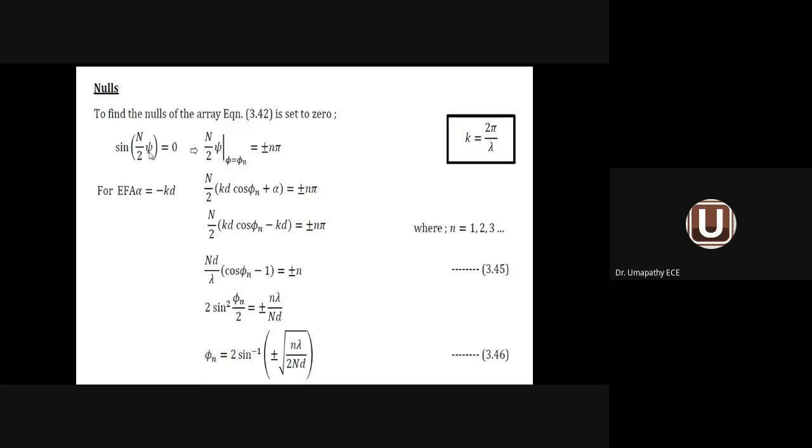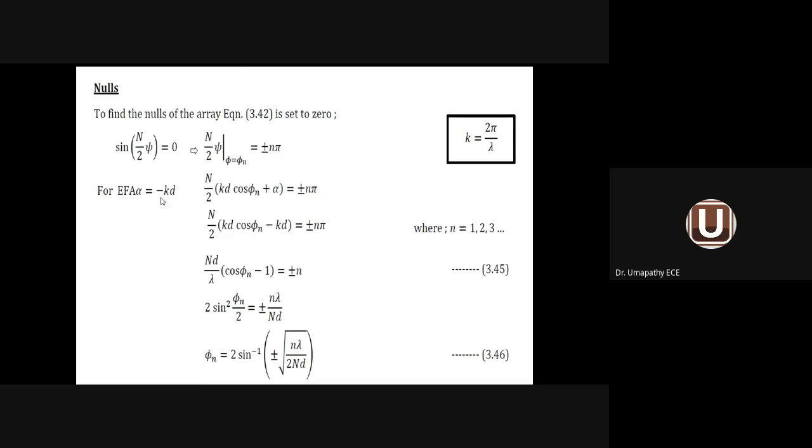You take the array factor, the numerator of the array factor equal to 0. N by 2 psi, phi n equal to pi n, n stands for null point, sine inverse of 0, equal to plus or minus n pi, where n is an integer 1, 2, 3. So in the case of the end-fire array, alpha equal to minus KD.